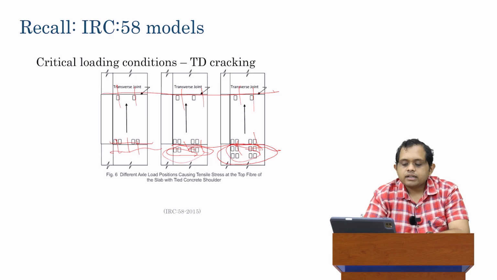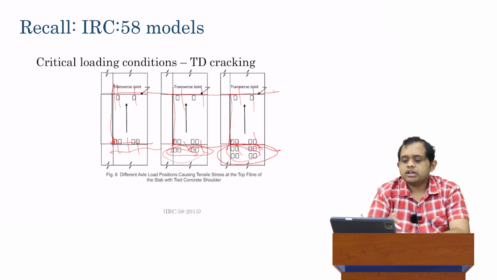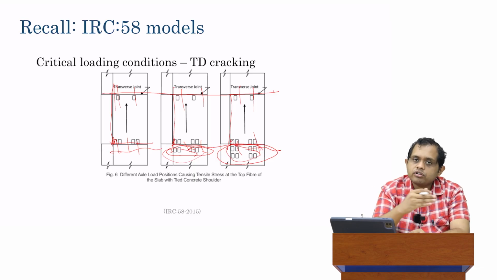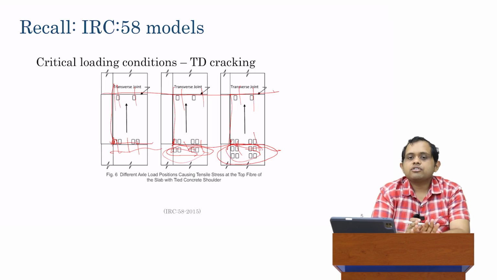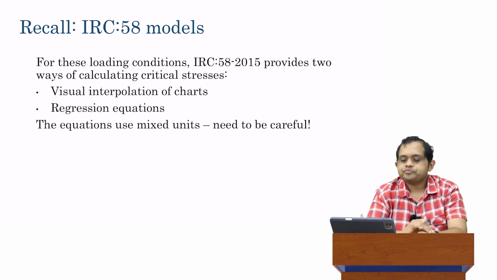On the transverse side, the assumption is that the outer wheel of the rear axle is kept exactly at the longitudinal edge. That's an additional assumption which is made. How is that correct, and how is it incorporated into WANDER? How does it consider the fact that the vehicles actually move around on the slab, they don't stay exactly at the joint? We will look at that in the next lecture. For now, I'm just giving you what the critical loading conditions are, regardless of how correct it is or how exactly we can take it into account in modeling.